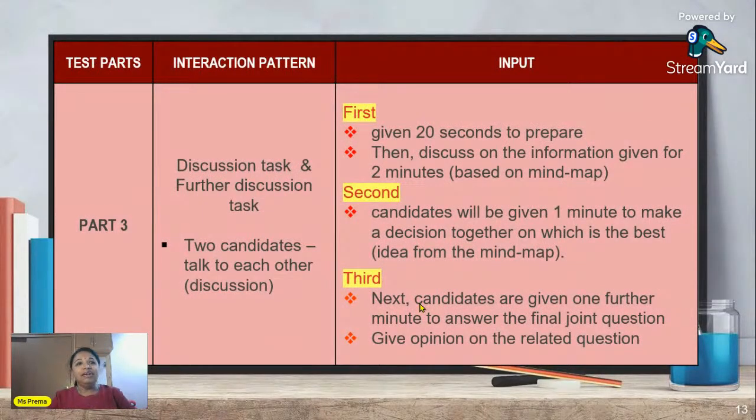Okay, let's see. This is actually a revisit. So the first part of part 3 will be given 20 seconds to prepare with a mind map, and then you discuss the information given for 2 minutes.